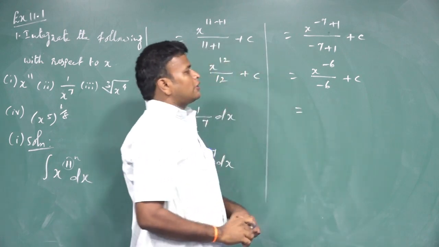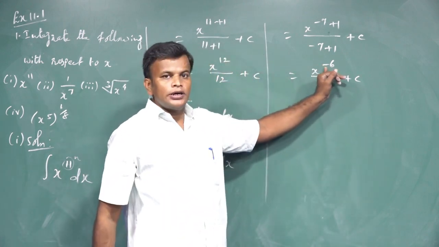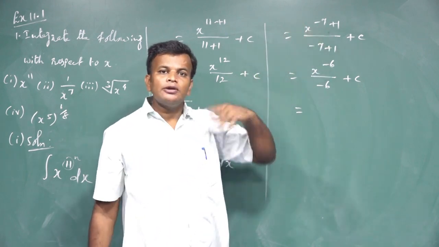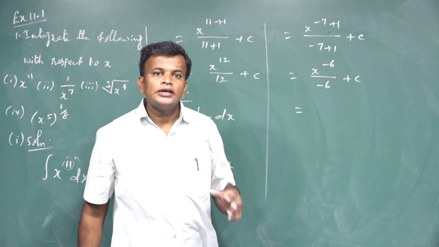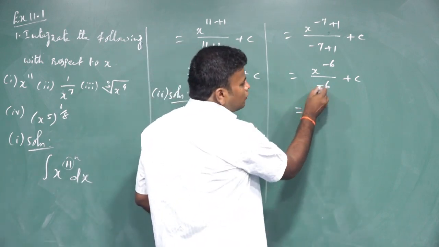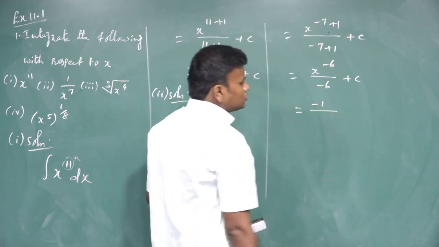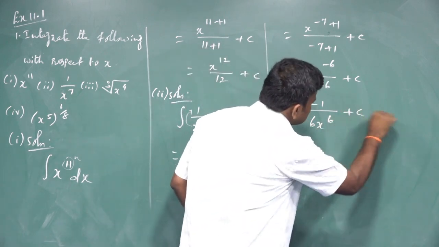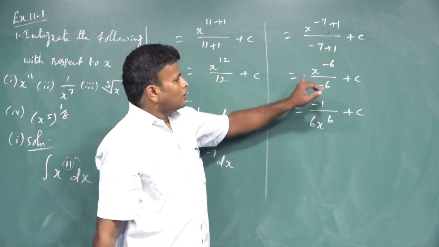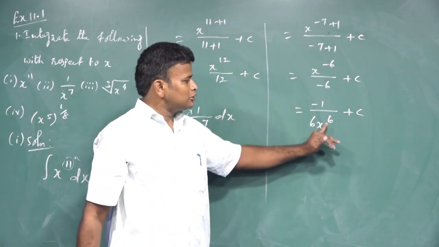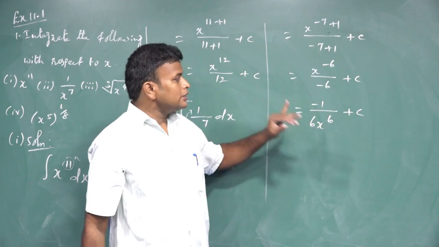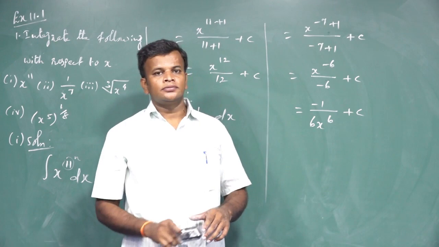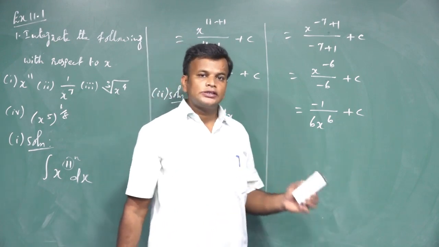Again, there will be a minus sign in the denominator. So the term x power minus 6, if it comes to the denominator, becomes x power 6. So in standard form this minus we write in the numerator also. So minus 1 divided by 6 into x power 6 plus c. Now x power minus 6 comes in the denominator, it becomes x power 6. Already 6 is there. In standard form I write the minus sign in the numerator. So minus 1 divided by 6 x power 6.